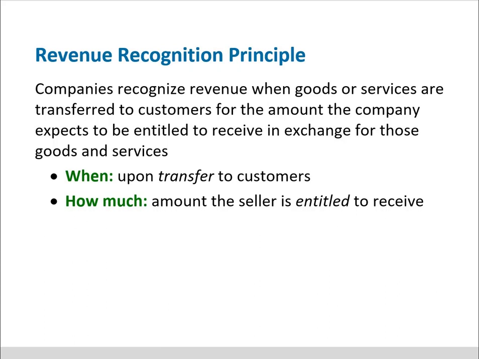This new standard is supposed to provide a theoretical framework to get to the correct revenue recognition for all companies. As you can see, the principle basically states that companies will recognize revenue when they provide goods or services to their customers, and the amount of revenue that they recognize is the amount they are entitled to receive from their customers.